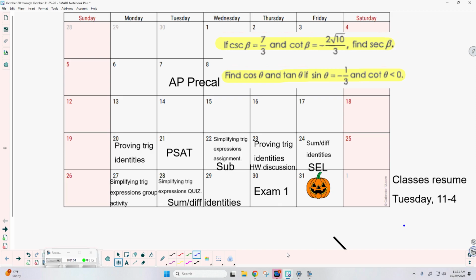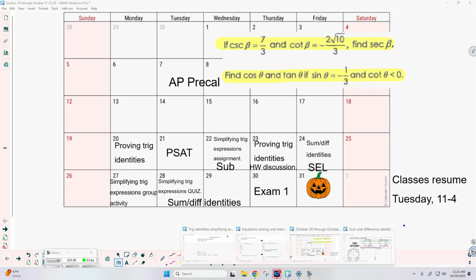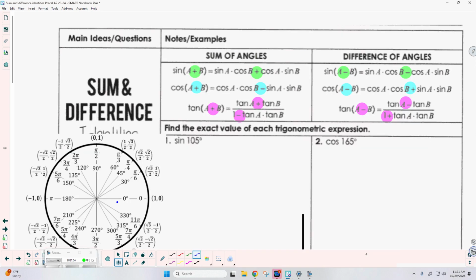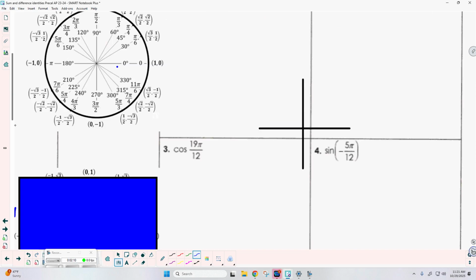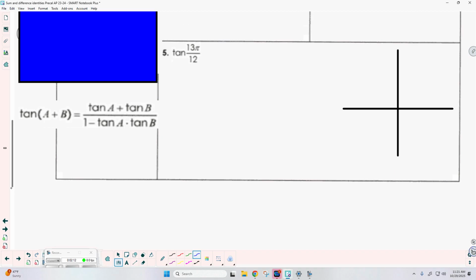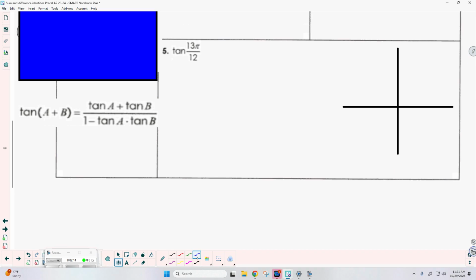Okay. Well, what do you say we go ahead and get started? So, sum and difference identities. We've already talked about the patterns here. Were there any specific questions about the identities themselves? Okay. Well, let's go ahead. I believe now we've gotten through 4. Let's take a look at number 5.